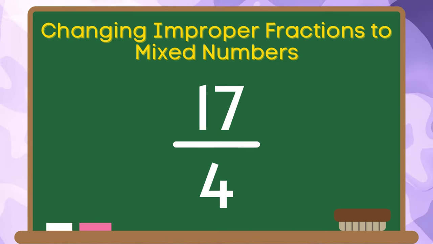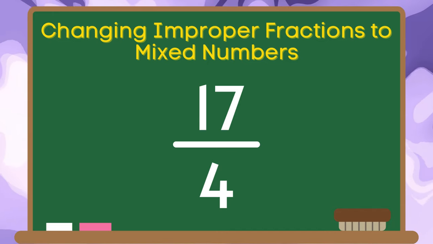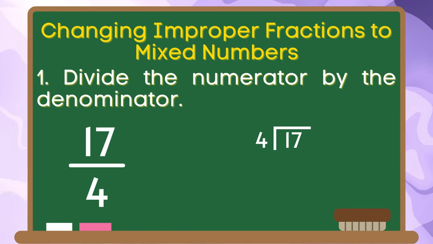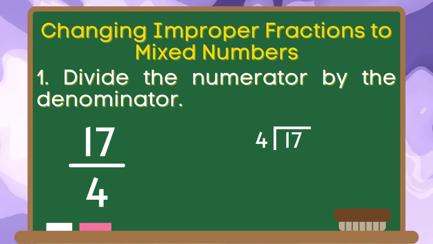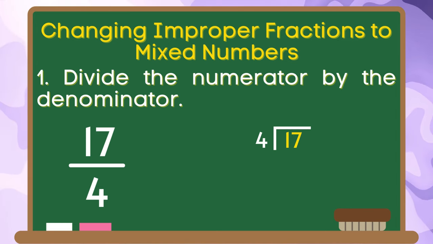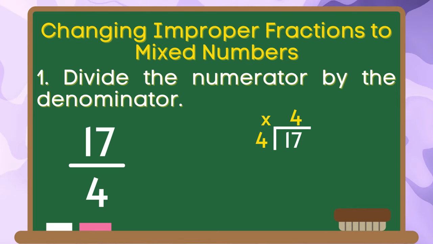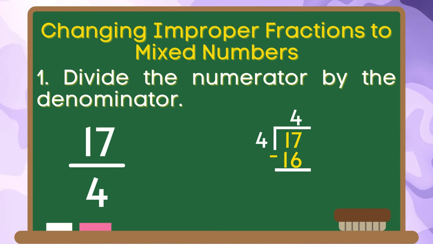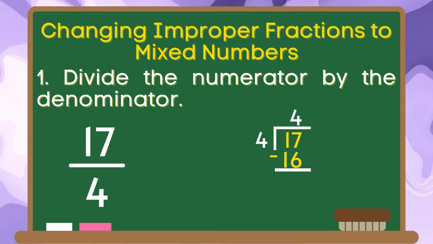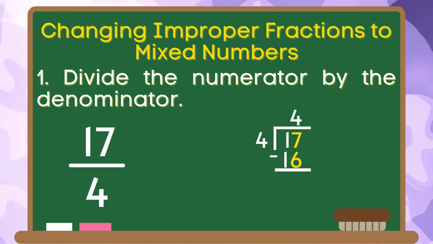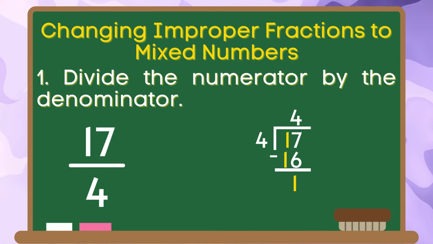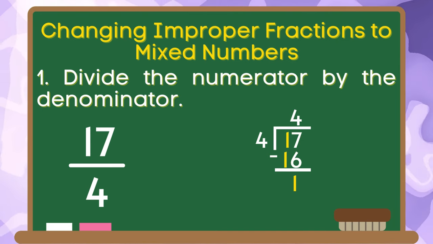Let us change the improper fraction 17 over 4 into a mixed number. Let us do step 1. Divide the numerator by the denominator. 17 divided by 4 is equal to 4. Let us multiply the quotient 4 to the divisor 4. 4 times 4 is equal to 16. We are going to subtract 16 from 17. 7 minus 6 is equal to 1. 1 minus 1 is equal to 0.